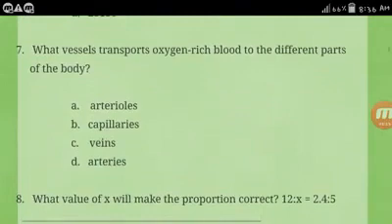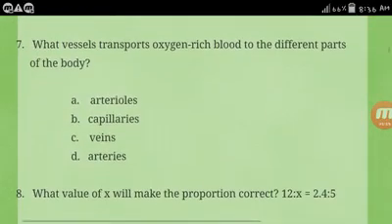Next, number 7, what vessels transport oxygen-rich blood to the different parts of the body? It's arteries, letter D. And the carbon dioxide-rich blood is transported by letter C, which is the veins. Capillaries is where the gaseous exchange happens in the body. Okay, so the answer is letter D.